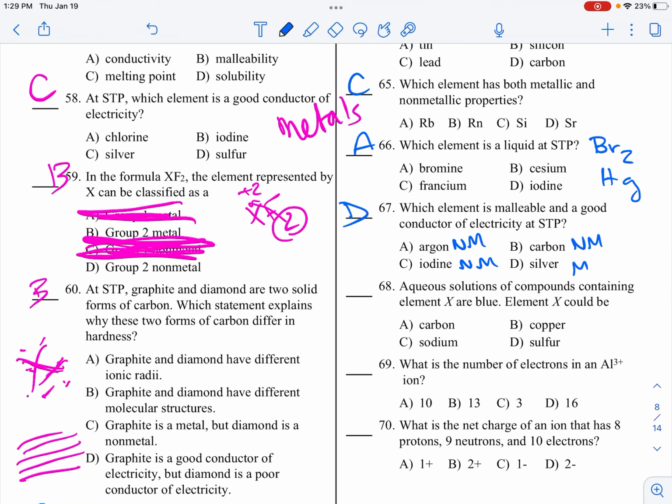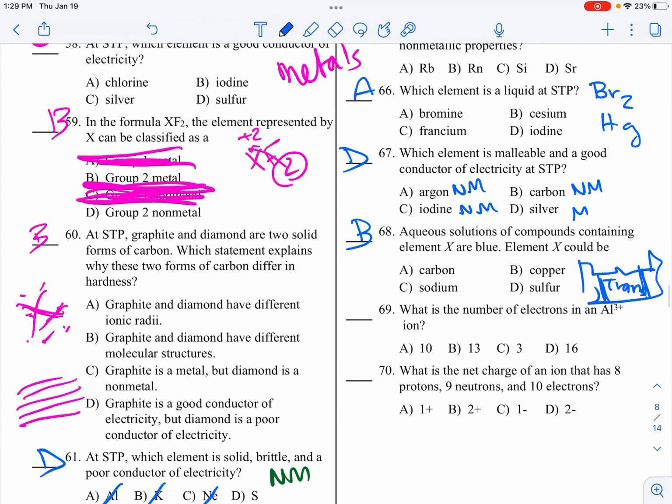Aqueous solutions of compound containing element X are blue. So we want a transition metal. Oh, that's a terrible periodic table. But this center here is called the transitions, and that's where you want your colorful solutions. Copper lives in there. Copper is number 29.